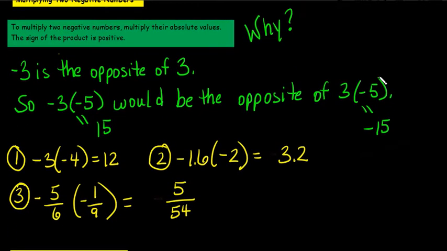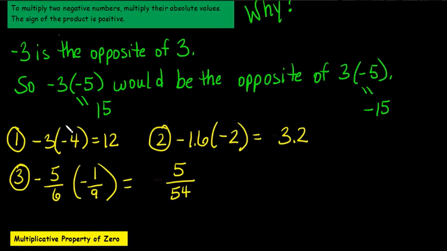So I showed you a few examples right here in yellow. Number 1, I did negative 3 times negative 4 would be positive 12. Number 2, I said negative 1.6 times negative 2 equals positive 3.2. And number 3, negative 5/6 times negative 1/9 equals positive 5 over 54.